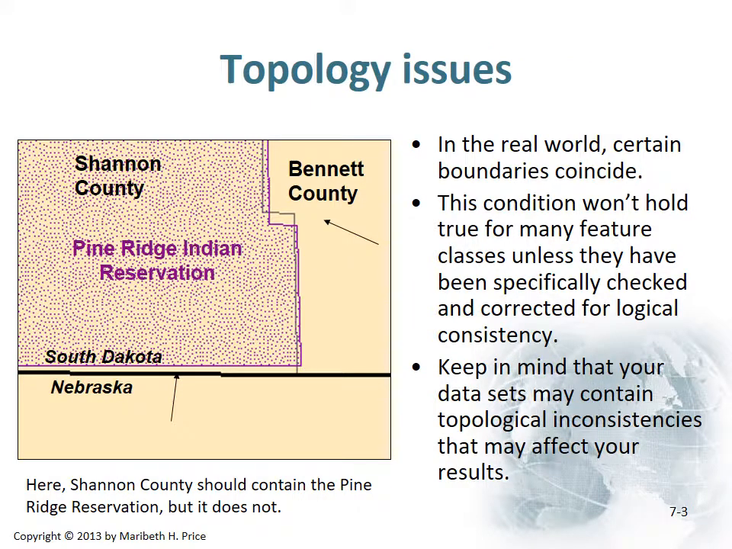So directly related to scale and digitization issues, those link right back into the idea of topology and logical consistency, whether or not the information in your data set matches what we know to be true on the ground or something that's supposed to be true legally. So for an example here, we've got South Dakota and Nebraska, and two counties in South Dakota, Shannon and Bennett, and the Pine Ridge Indian Reservation, which is a federal entity.